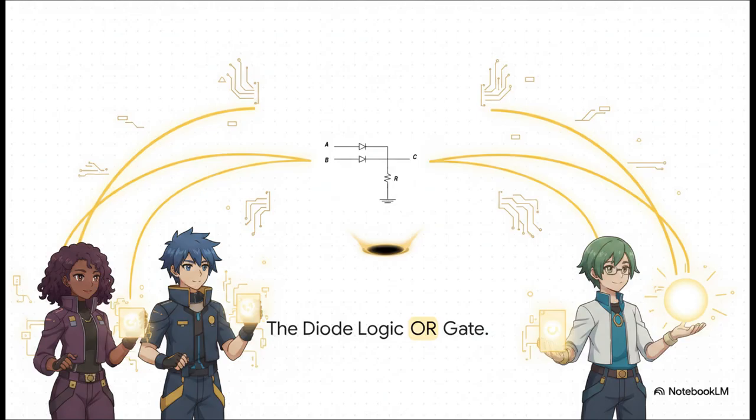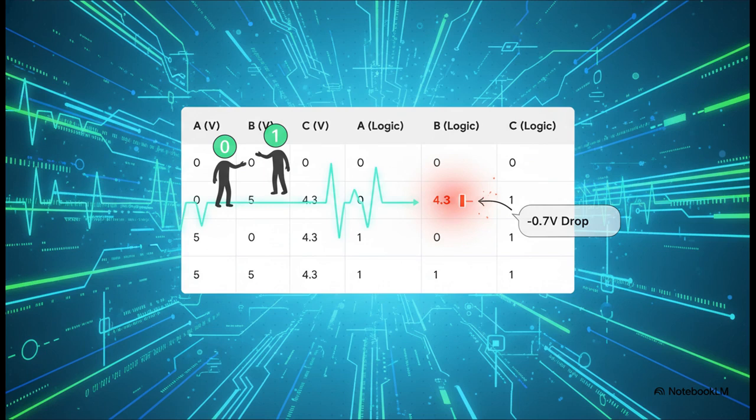It seriously doesn't get much simpler than this. You've got two diodes for your inputs A and B, and a resistor pulling the output down to ground. The logic is simple. If input A OR input B goes high, the diode turns on, and the output C gets pulled high. Easy.